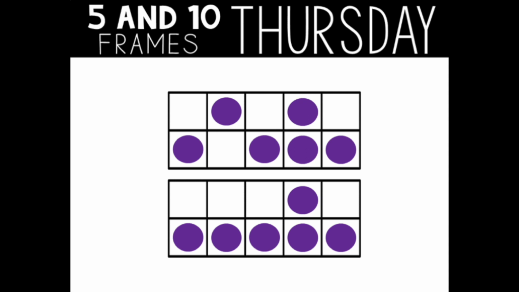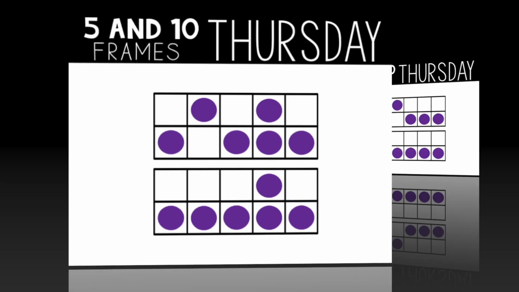Here's what I did. In my mind, I took one of the dots from the top row in the first 10 frame and slid it into the empty space in the bottom row. Now I know there are 5 and 1 more, which makes 6 in that first 10 frame. My second 10 frame also has 6, using that 5 and 1 more idea. I used my double strategy to find my answer. 6 plus 6 equals 12. Did you figure out the number a different way?